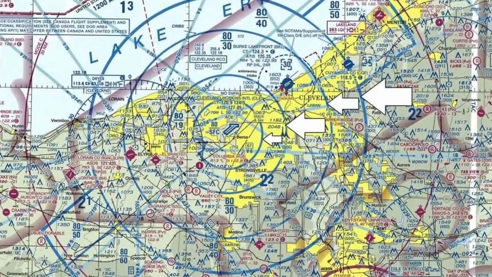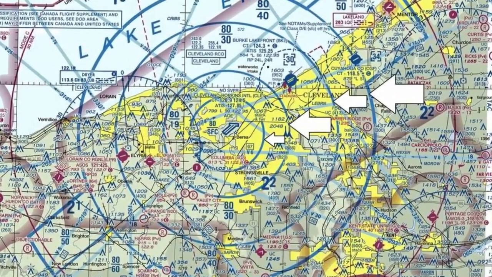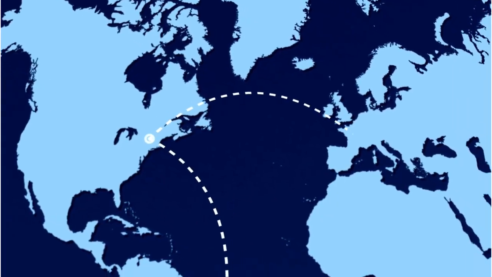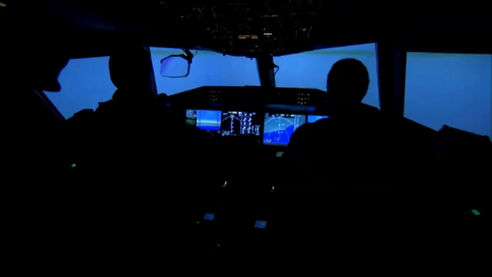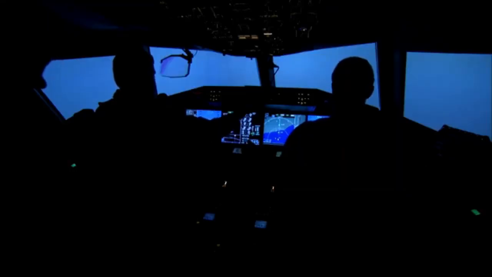In aviation, airspace is divided into different classes, each with its own rules and regulations. These classes are like invisible highways in the sky, and knowing where you are is essential for navigation and safety.